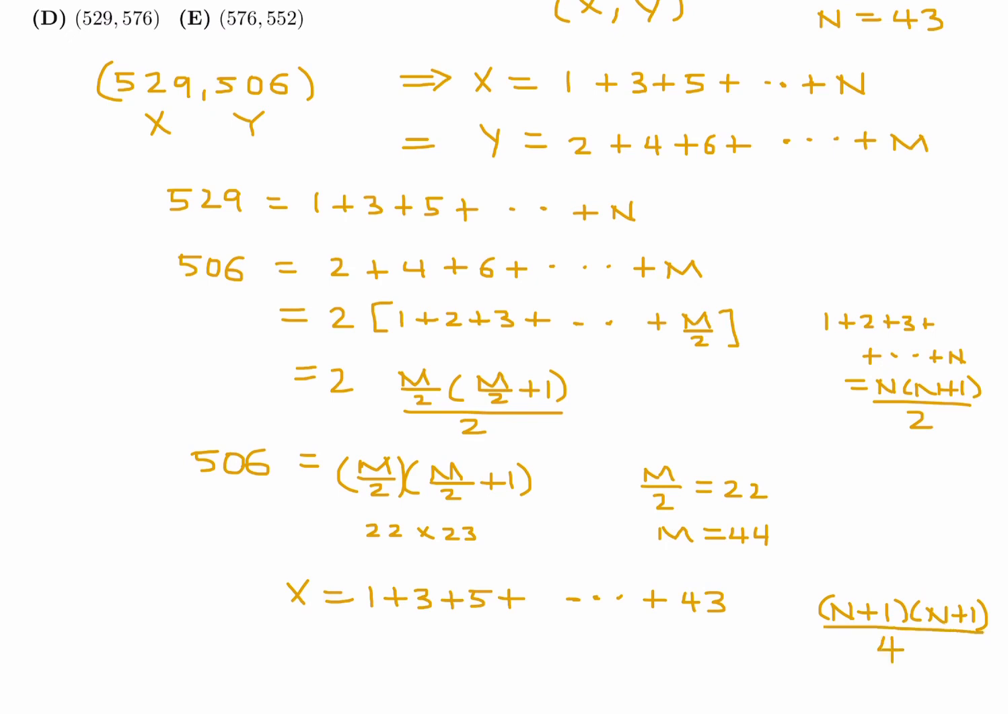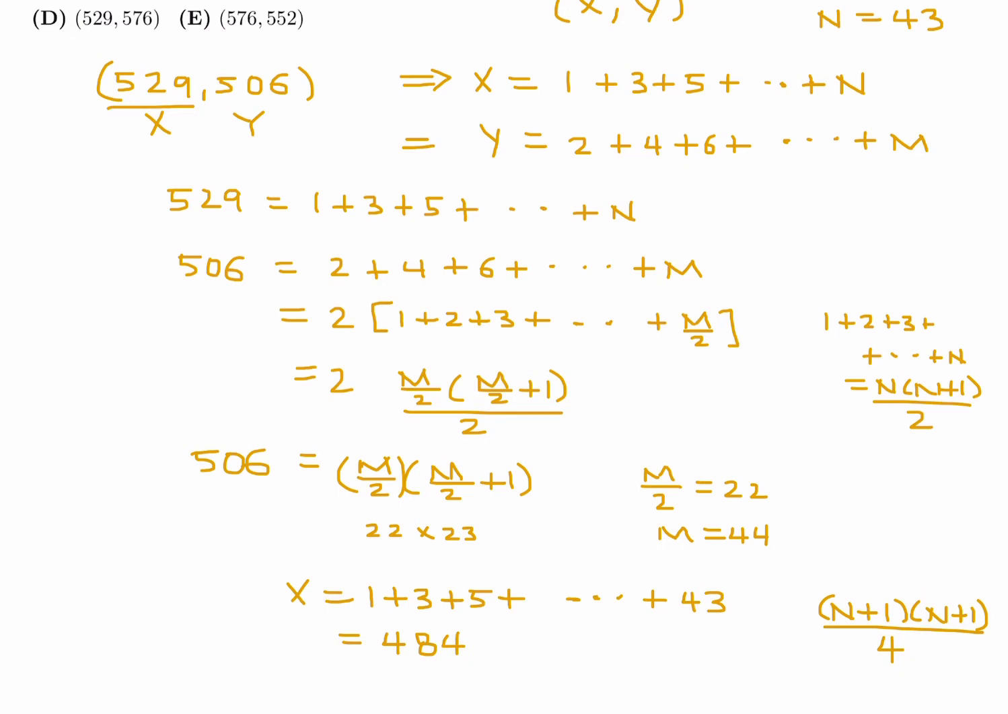all over 4. And even if you didn't know this formula, like I said, don't worry about it. You can easily do this on a calculator. The 1 plus 3 plus 5 plus 7 plus 9 plus 11 plus 13 and so on all the way up until 43. If you do that, you get 484. Now you say, oh, that's not 529. Okay, no problem.